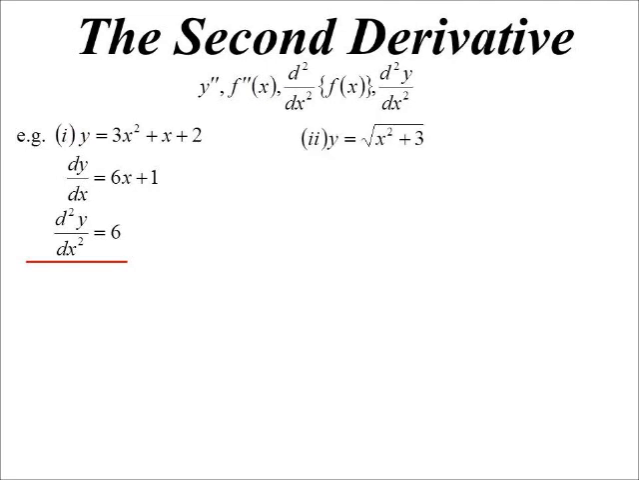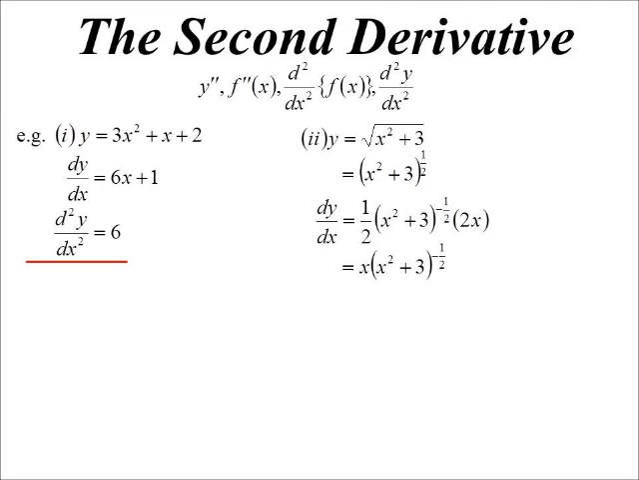Now, a little bit more interesting function. So of course to differentiate this one, first of all, need to put it in index form. Got to use the chain rule in general: bring down the power, lower the power, diff the inside. So there's our first derivative, but now we have to differentiate again.